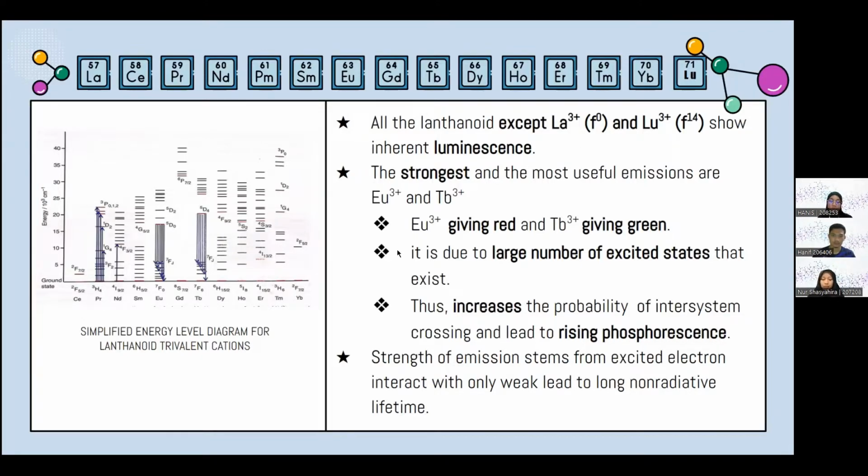As you can see on the left diagram, which is a simplified energy level diagram for lanthanoid trivalent cations, here is for europium and this is for terbium. For europium, there are so many emissions from the D to F orbital. Same goes for terbium, from D to F orbital. There are so many emissions.